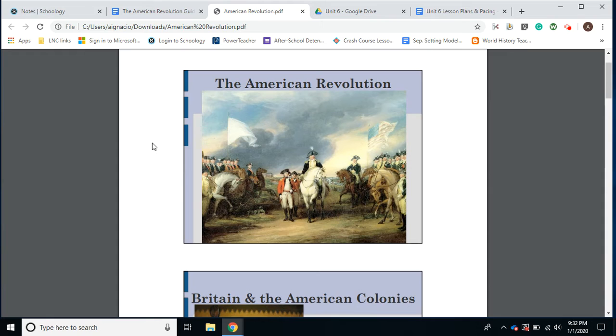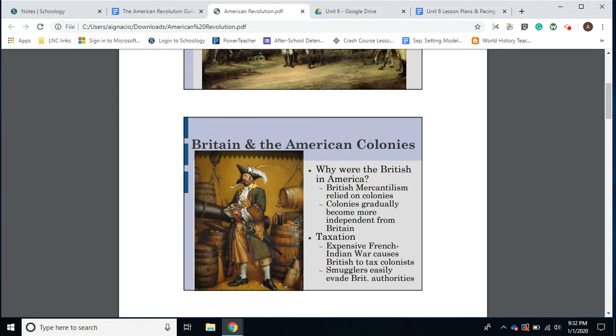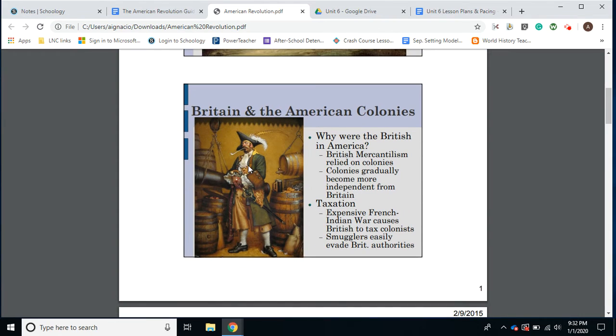So now we're going to look at the American Revolution. We're going to talk about some of the Enlightenment ideas and how those influenced the American Revolution and the impact that that's going to have on the French Revolution. So we're looking at the American Revolution and the colonies. Let's talk first about why the British were in America and British influence in America first.